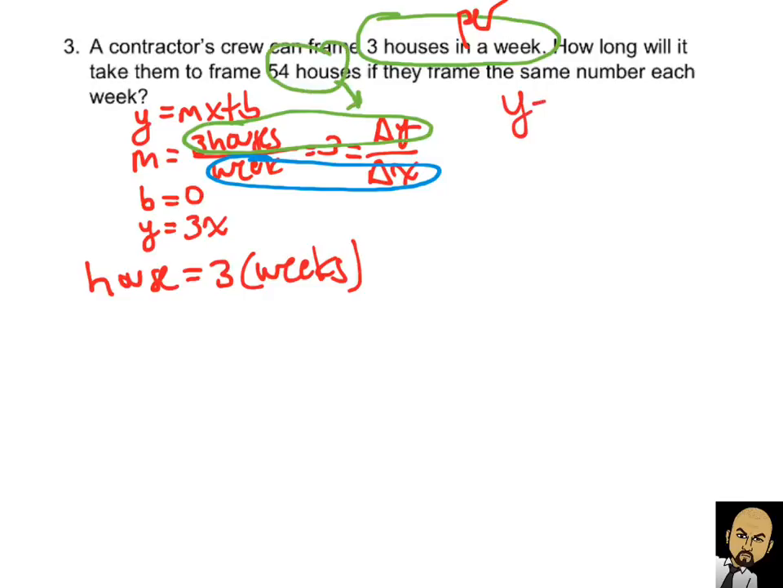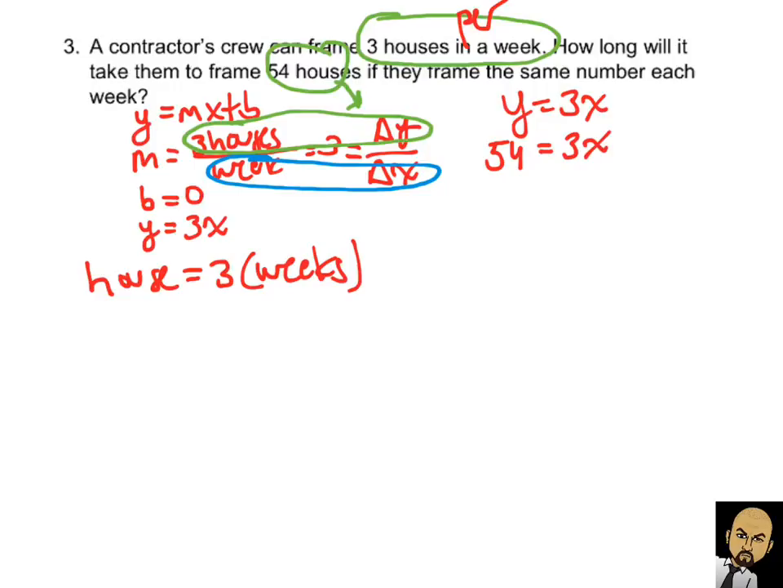Now we want to know how long will it take them to frame 54 houses. So we use the original equation, and we're going to substitute 54 for y because it's 54 houses. Our houses is our y value, which is our dependent variable. And because they're asking how long, well, that's going to be in weeks, which is x, our independent variable. So we have an equation 54 equals 3x. Now we need to solve for x.